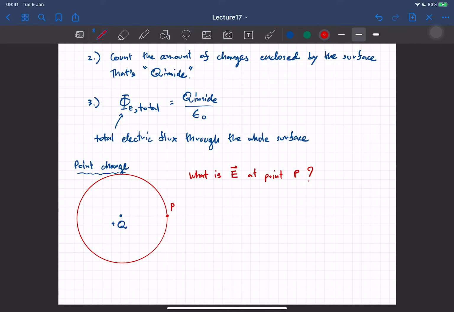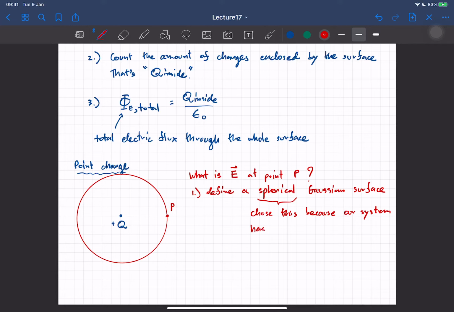Okay, so that's the first step. The first step is to define or construct a spherical Gaussian surface. And again, we chose this because our system has a spherical symmetry.